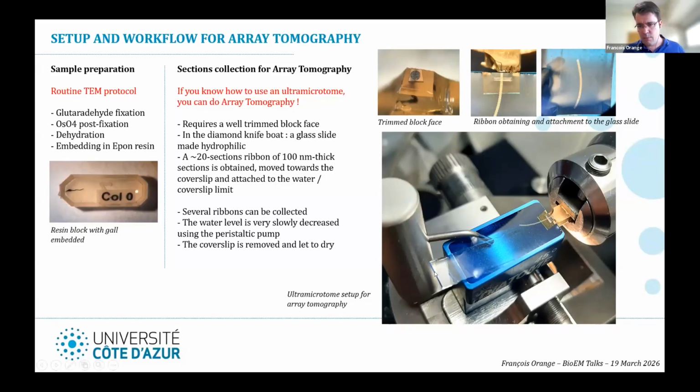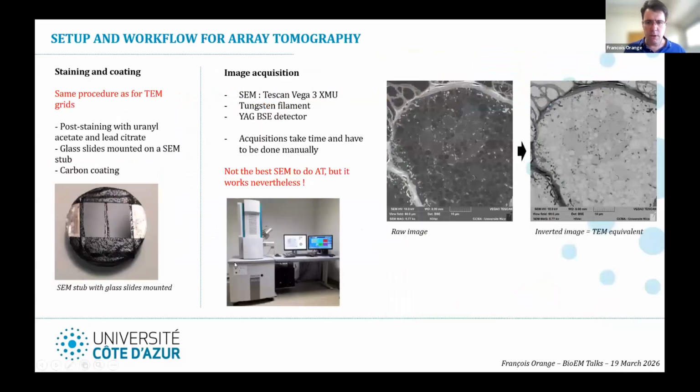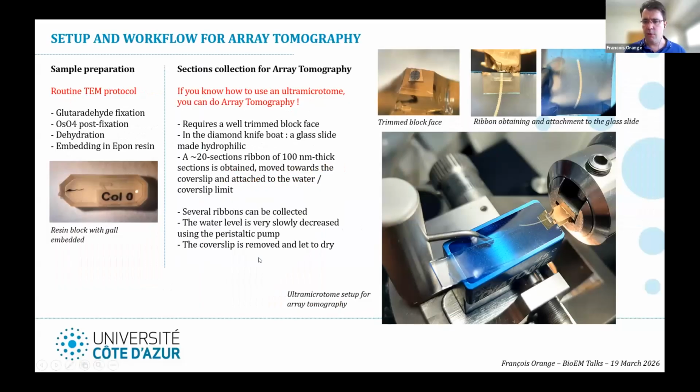I just put a glass slide on it, made hydrophilic. And what I do is collect a ribbon. Once the ribbon is obtained, I detach it and attach it to the water-air interface on the glass slide there. With a peristaltic pump, I then decrease the water level and let it dry. That's it. It's not that complicated, actually.